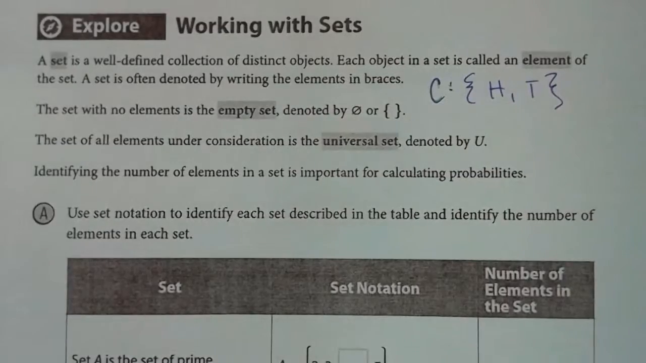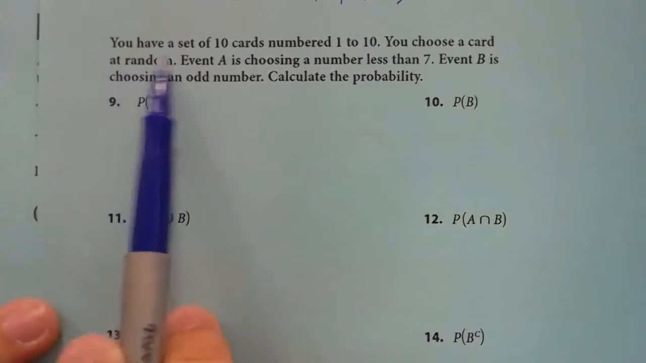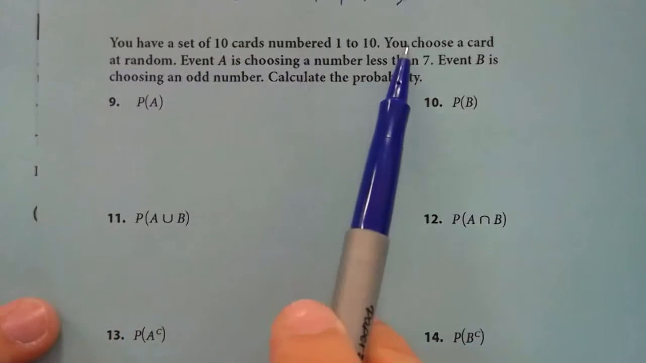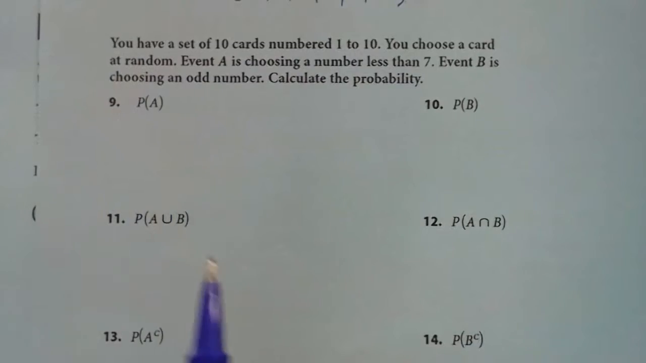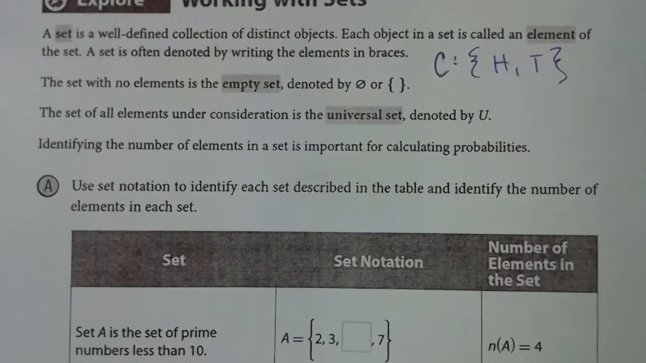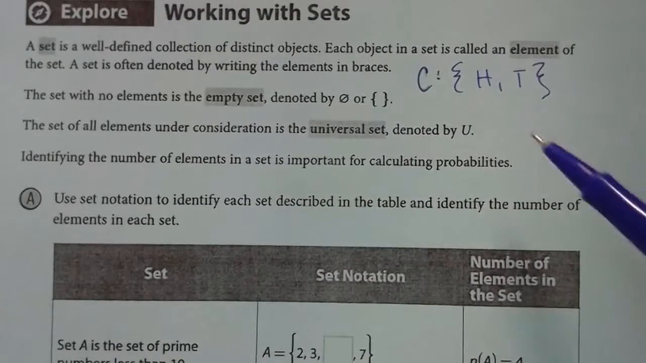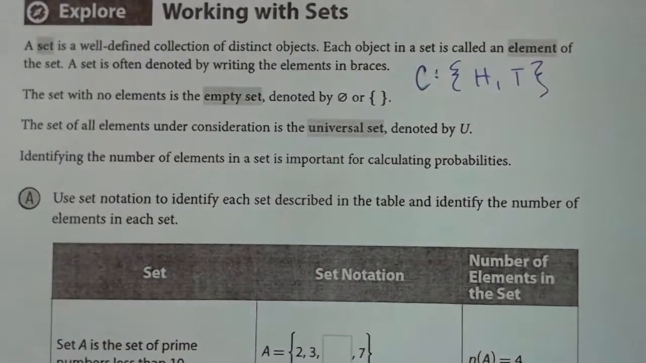So, for example, on your classwork today, your homework, you have a set of 10 cards numbered 1 through 10. The universal set would be all like 1, 2, 3, 4, 5, 6, 7, 8, 9, 10. It's all possibilities. Now, if I were to identify how many different elements are in the set, that's going to help me decide what the probability is. You know most of this.